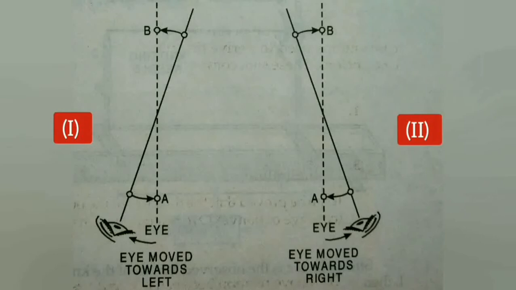On the other hand, concentrate on the second figure. When the eye is moved towards the right, again the needle A moves in the opposite direction and the needle B moves in the same direction.